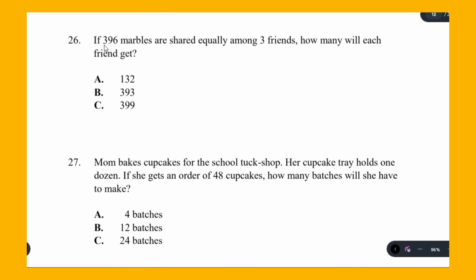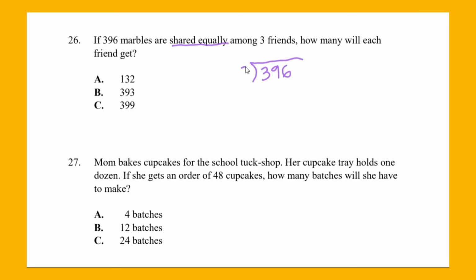Question 26. If 396 marbles are shared equally among 3 friends, how many will each friend get? We are sharing equally, so it means that we're going to be dividing. So we're going to share 396 among the 3 friends.